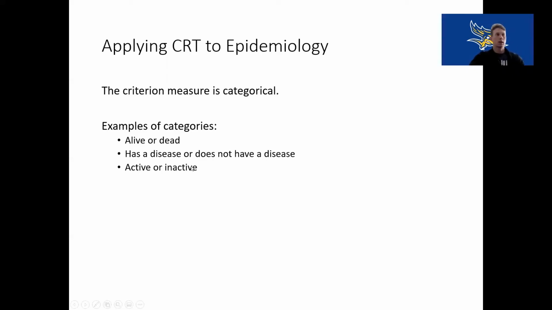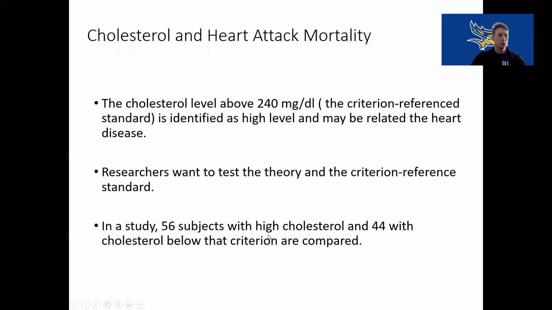Okay, so we can apply this to things like epidemiological research, so looking at disease and disease rate. Some categories in this field are alive or dead, which are pretty clear cutoffs, disease or no disease, active, inactive. So for example, here we have a cholesterol level above 240. That's a criterion that is identified as a high level, and it may be related to heart disease. Researchers want to test this theory.